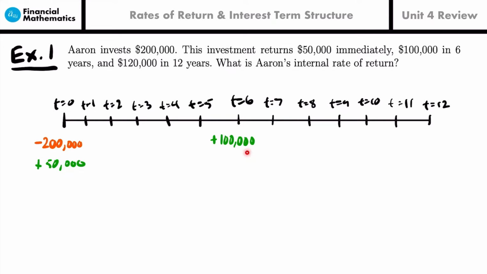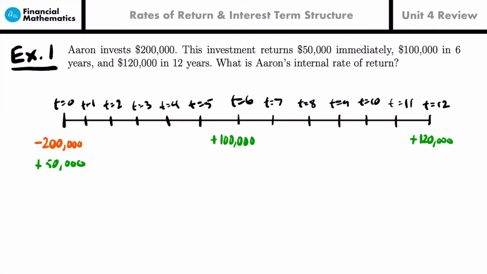And then finally, in 12 years, we have another inflow, or a positive cash flow, of $120,000 that Aaron receives as a return on his original investment. Okay, so at time 12, we have plus 120,000. All right, so these are the cash flows that we are working with in this scenario.